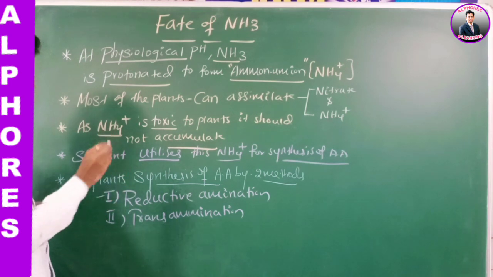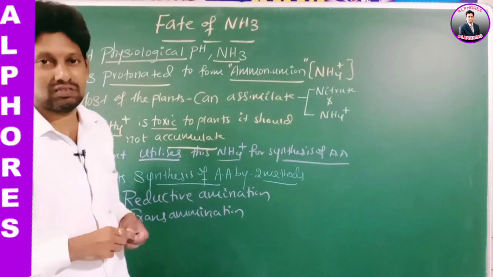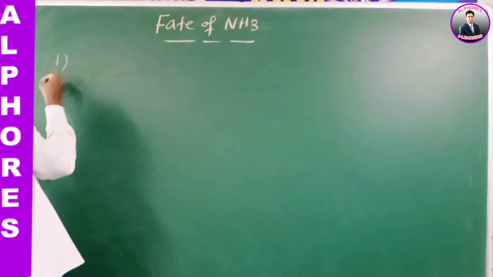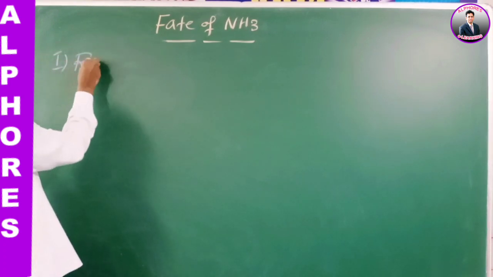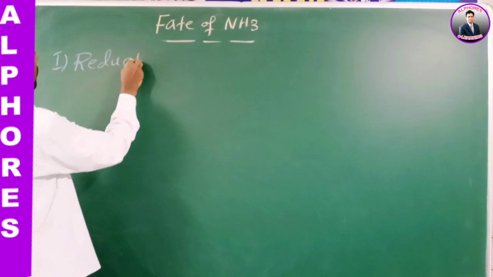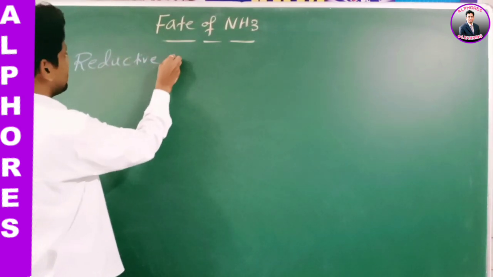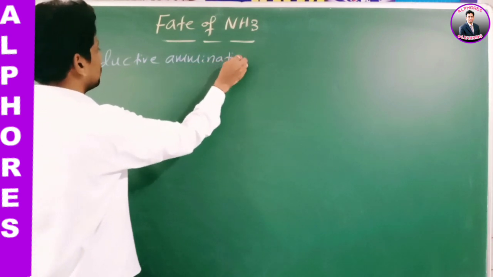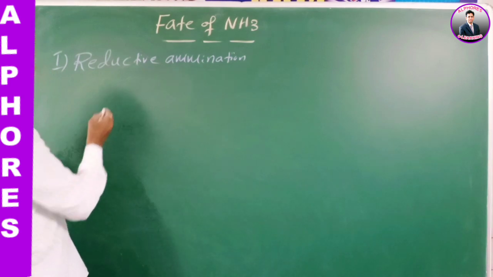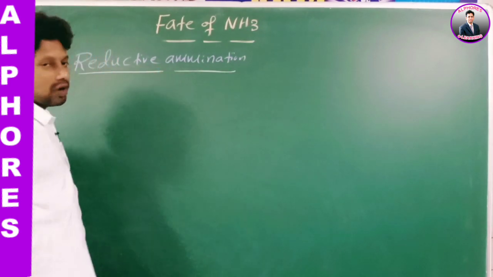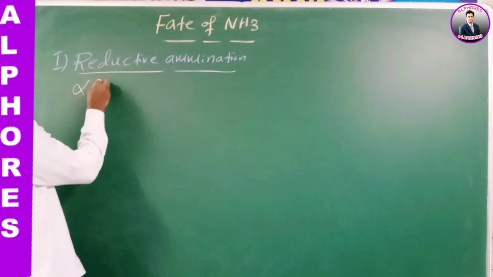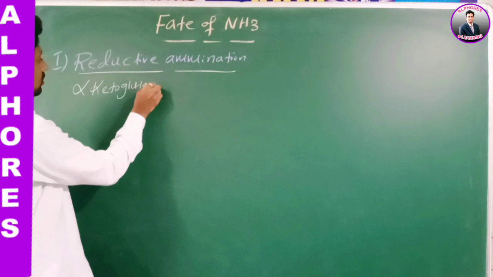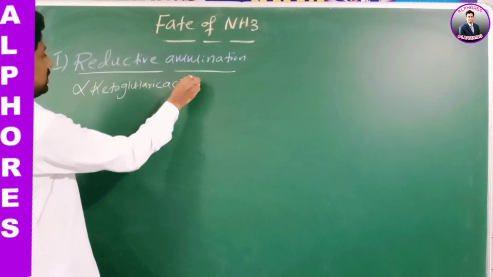Go for the first one. What is reductive amination? In this reductive amination reaction, I am taking alpha ketoglutaric acid. What is it?